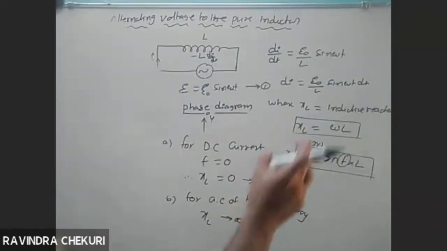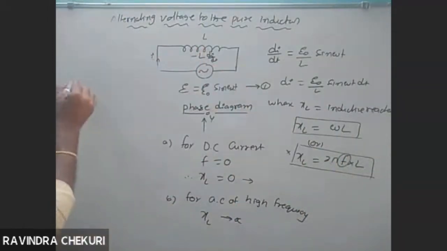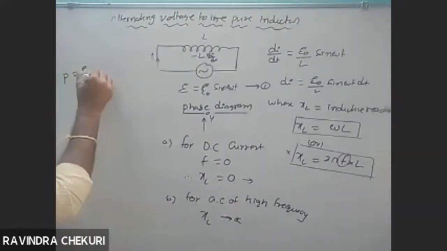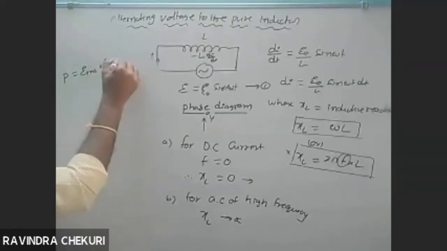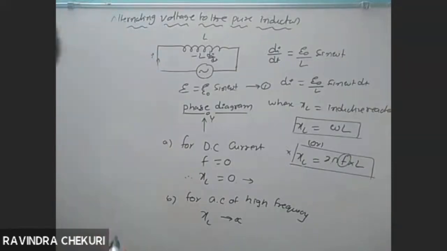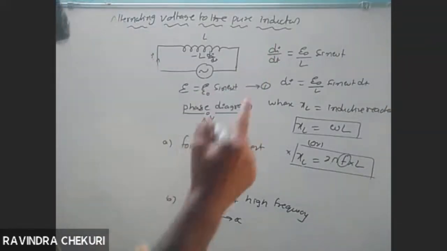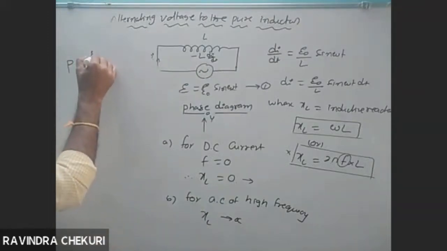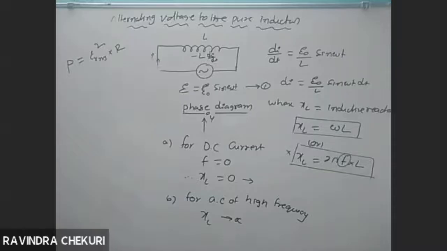One point we have to note from the previous concept: for a pure resistor, what is the power? Average power is ERMS into IRMS into cos phi. In the case of a pure resistor, how do we calculate power? It is VRMS into R.